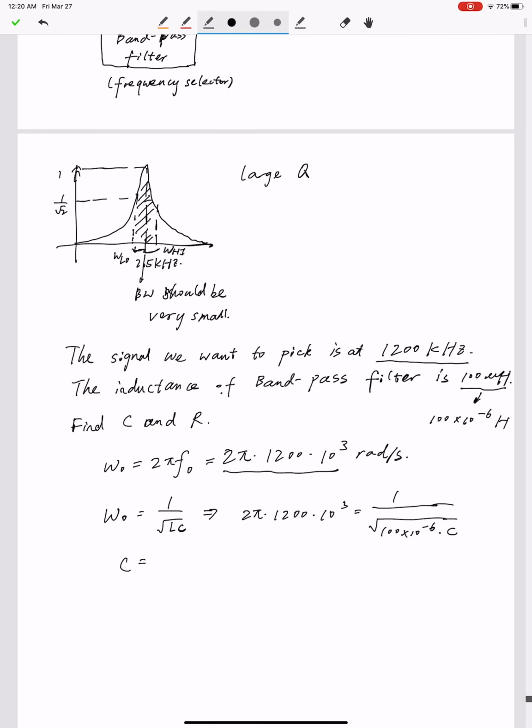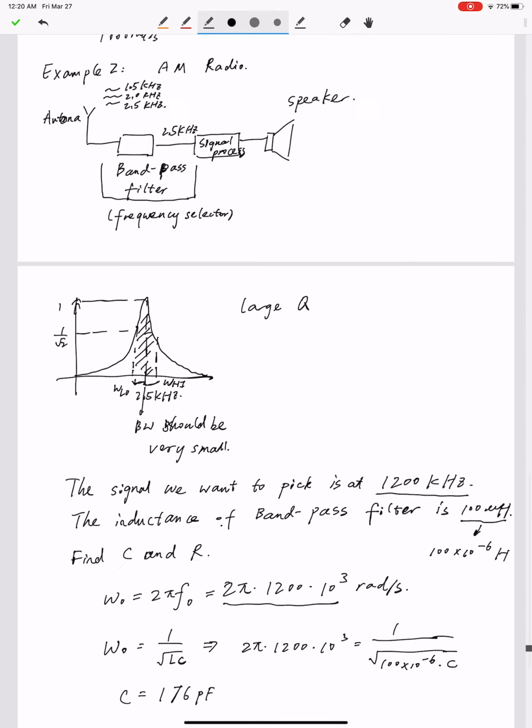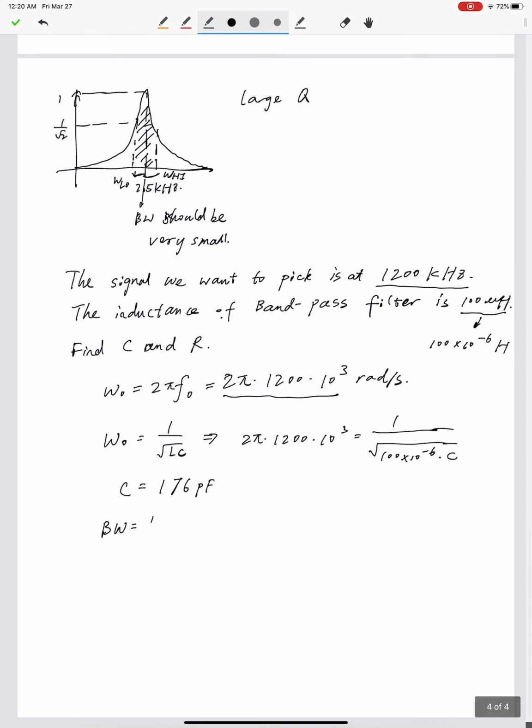C equals 176 picofarad. Okay. Alright, after we have the capacitance C, we can find the bandwidth, BW. BW equals R over L. And here we have some selections. We need to select a bandwidth, right? We need to define a bandwidth.